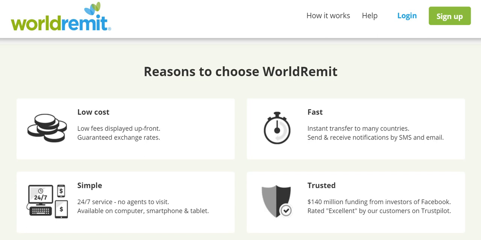WorldRemit is well and truly very simple as well. It's 24 by 7. You don't need to visit any agent like Western Union. You simply get onto any device which connects online, be it a computer, smartphone, or tablet, get onto the WorldRemit platform and go through the transfer.